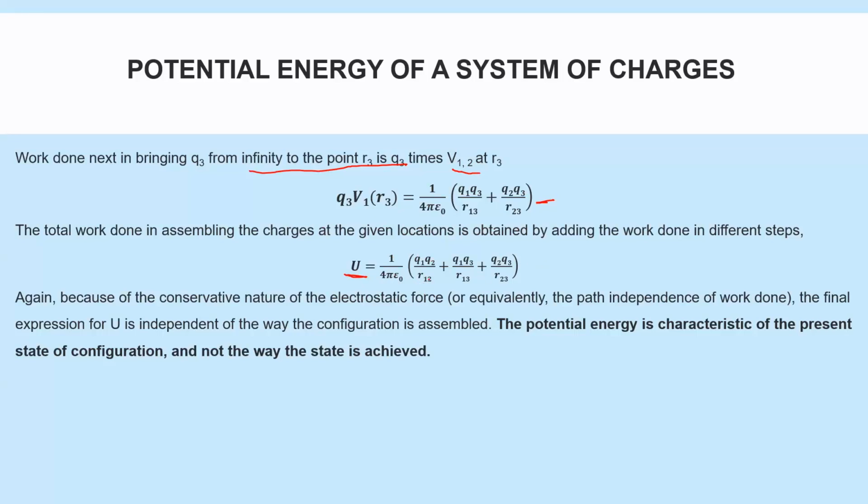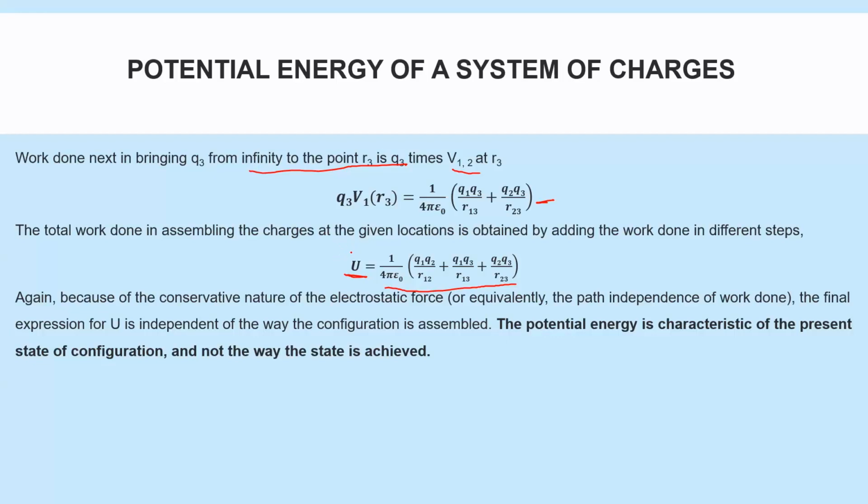So this is your V1, this is your V2 at R2. Then this entire thing is due to the charges Q1 and Q2, the potential at R3 when you're bringing Q3, the potential due to the presence of Q1 and Q2 when you're bringing Q3 from infinity to point R3. So we add all these up, and this is going to give you the potential energy of the system of charges.